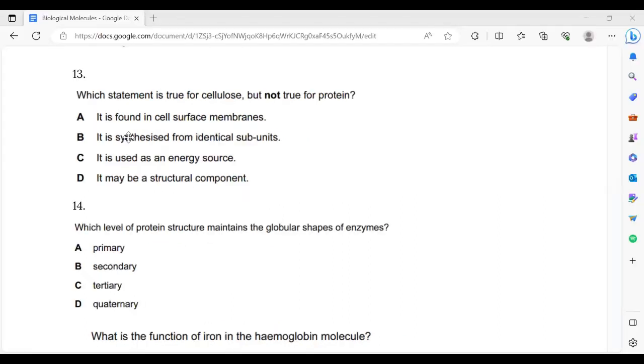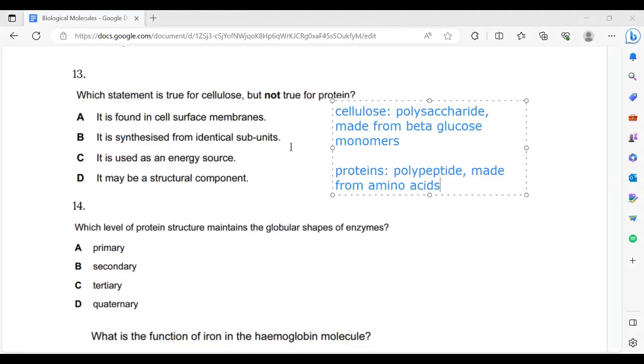So for number 13, which statement is true for cellulose but not true for protein? So when you come across these types of questions, you have to consider both of the clauses, both of the conditions, right? So your option must be true for cellulose and it should not be true for protein. So first, let's look at what cellulose and proteins are. Okay, so cellulose is a polysaccharide and it is made from beta glucose monomers, right? And proteins are polypeptides and they're made from amino acids.